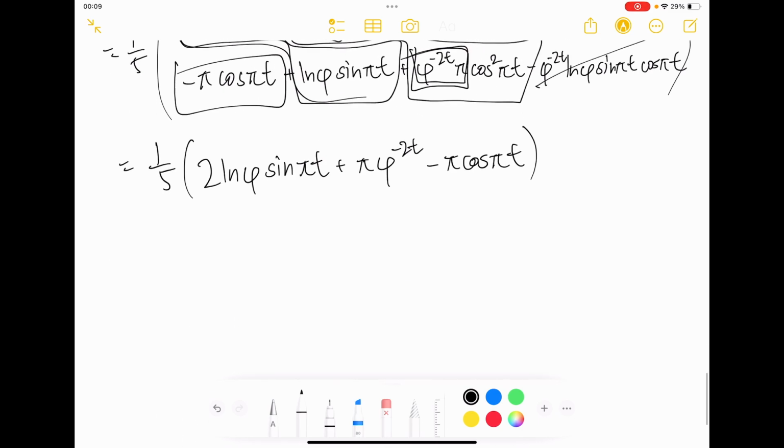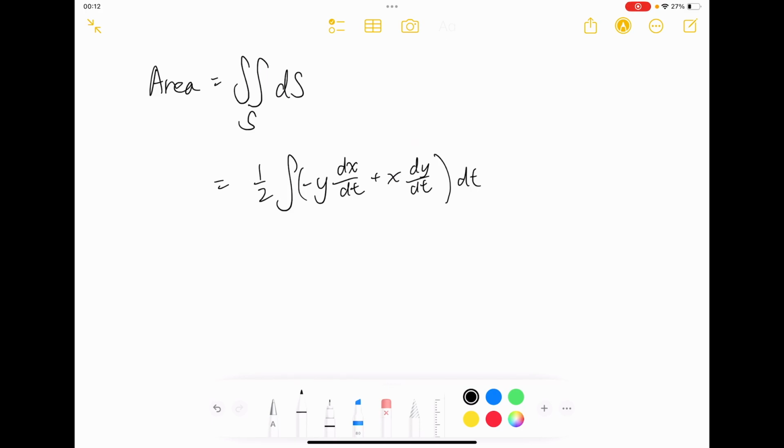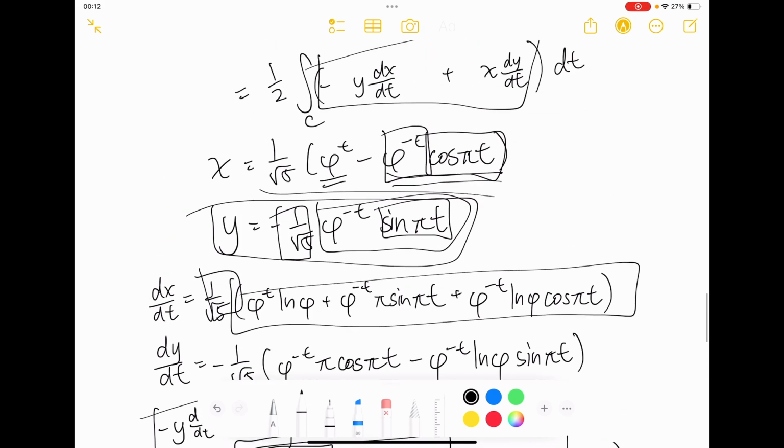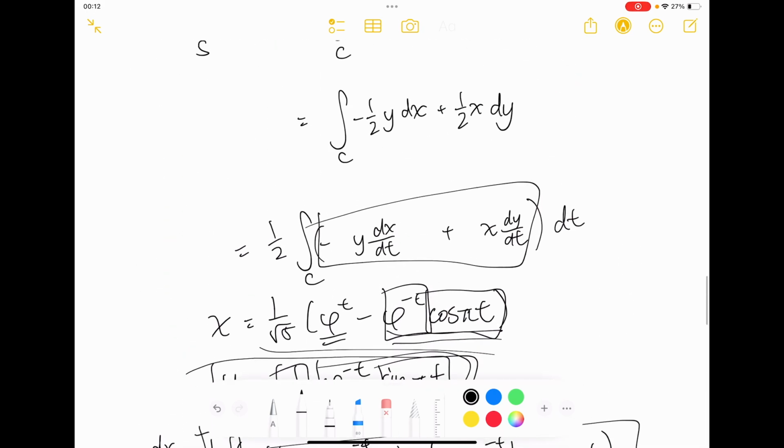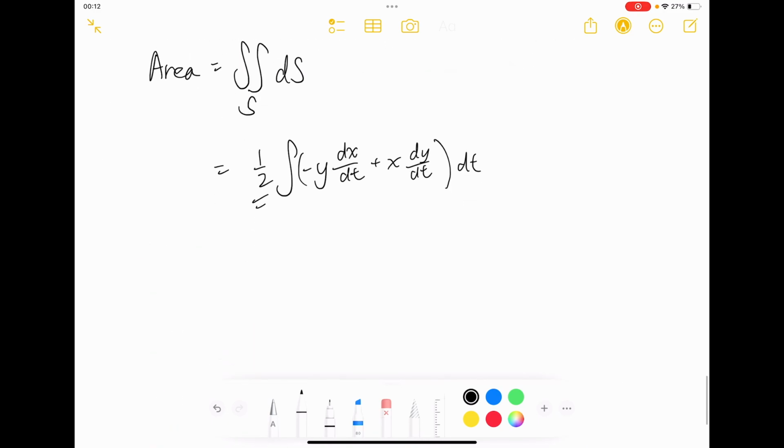So we can start integrating this thing now. Just to remind you, we have this factor over half because we pulled that out from here.